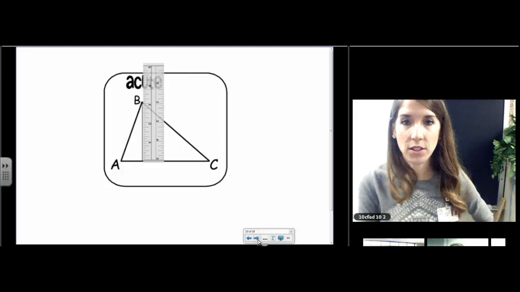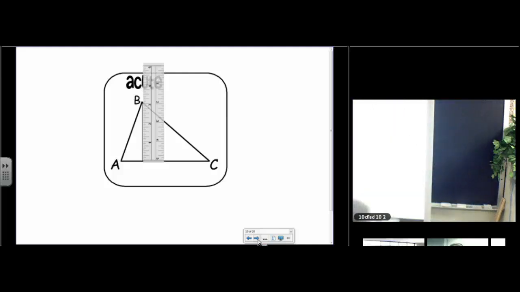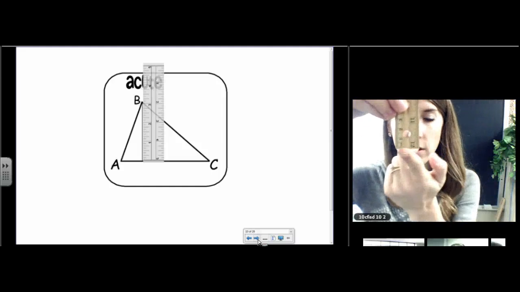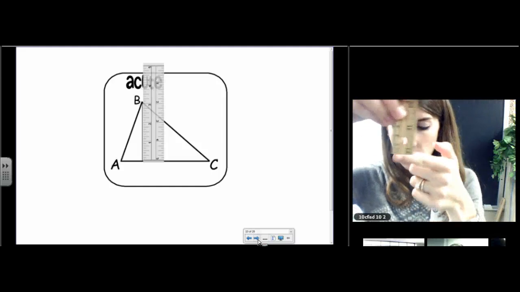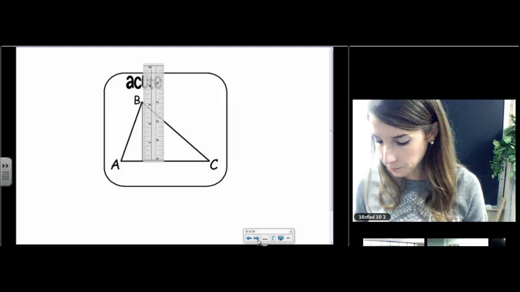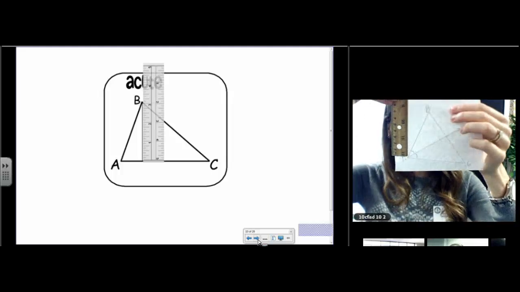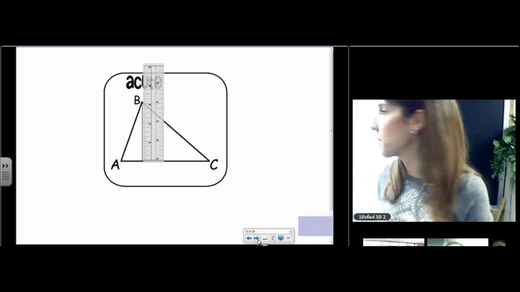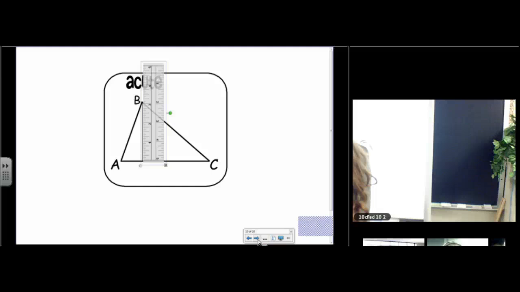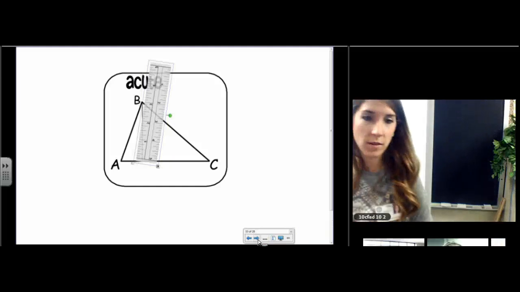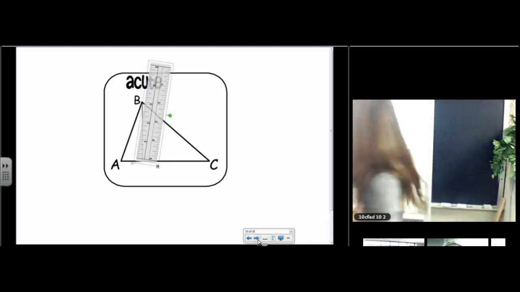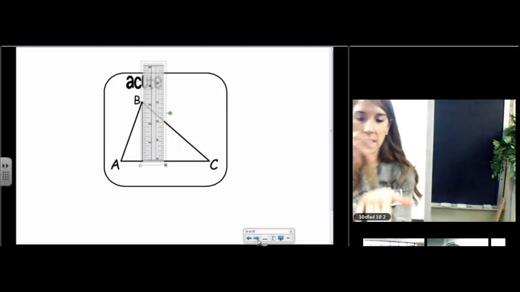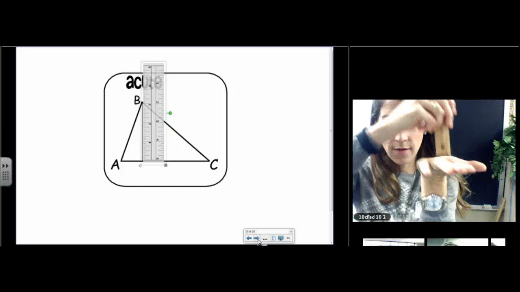And then boom, when it looks like that, that will be your altitude. You're using the bottom of your ruler as your 90-degree angle. You're using this corner literally as your 90-degree angle. So you're sliding it over until it's going through angle B. And it can't be sideways, like your ruler can't be like that, right? It has to be perfectly level with the bottom. The bottom of your ruler has to be level with AC, level.